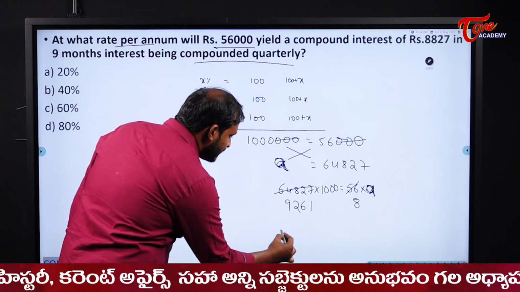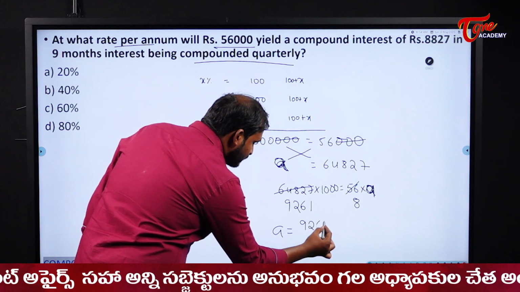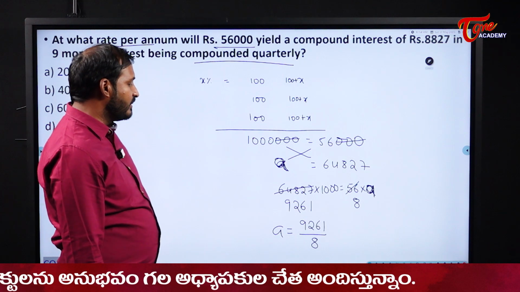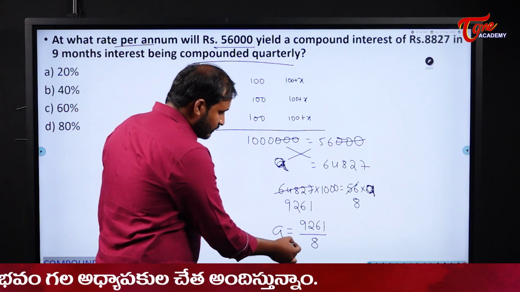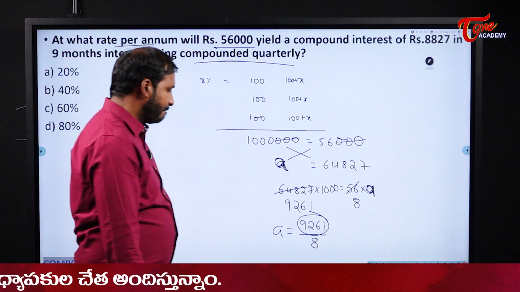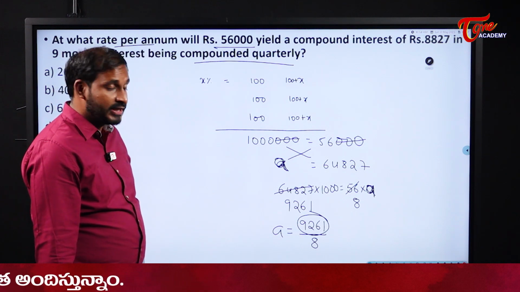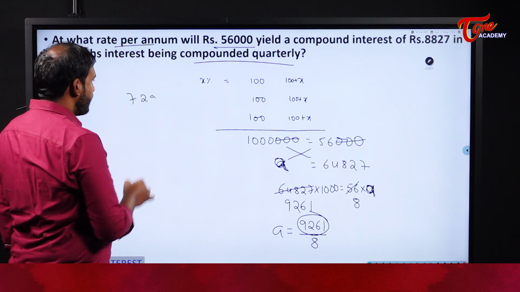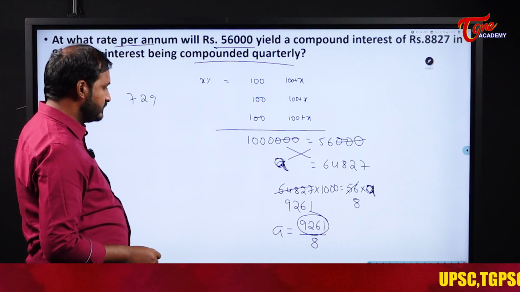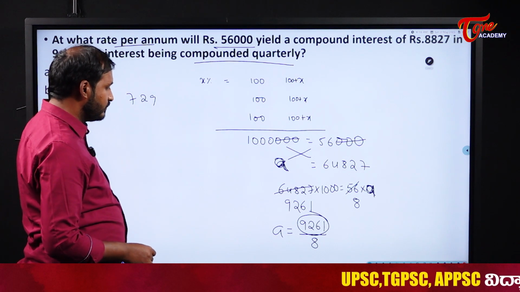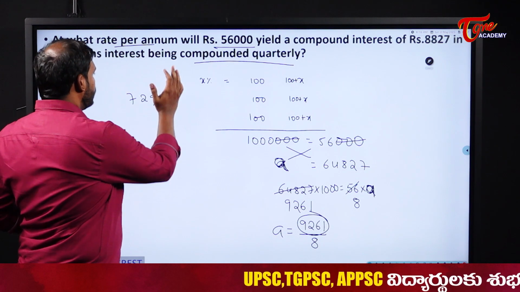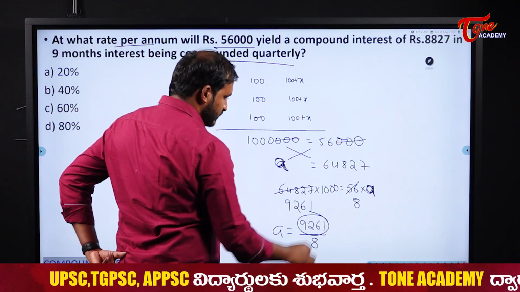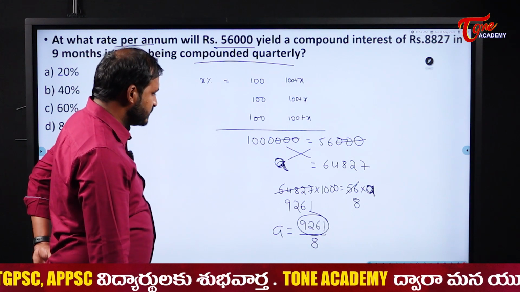And next, A value will become what, students? 9261 by 8. A value will become 9261 by 8. Now which cube root is 9261? If you cube which value, you will get 9261? 729 into 9 you will not get. 11 cube you will not get. By cubing which value will we get 9261? And we will have zeros also, that is secondary. Those we will get as zeros only.